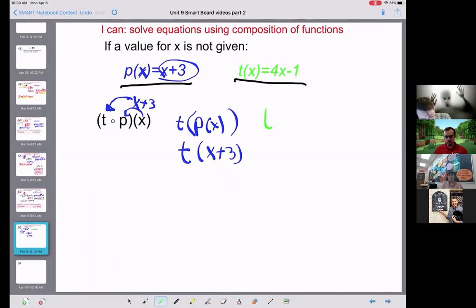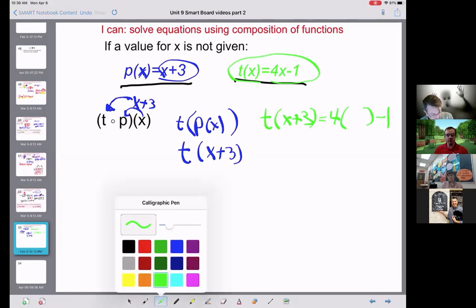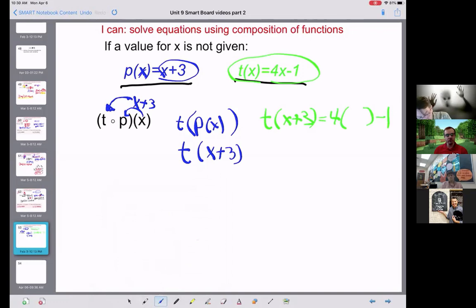And so I'm looking for t of x plus 3. And that function is right here. And so it's going to be 4, and I put parentheses in for wherever I see an x. And it doesn't matter that I'm putting an x into an x. I'm putting x plus 3 where I see an x. I'm going to change the color just to keep this on track. x plus 3 is plugging in there.